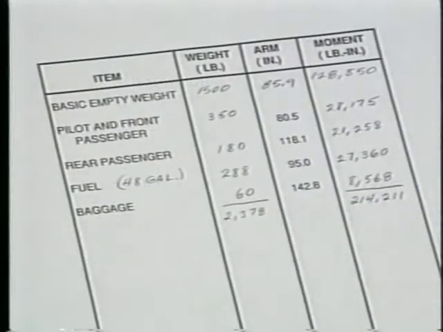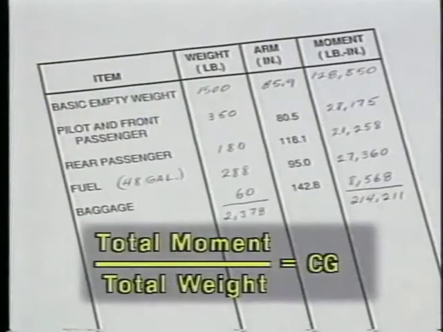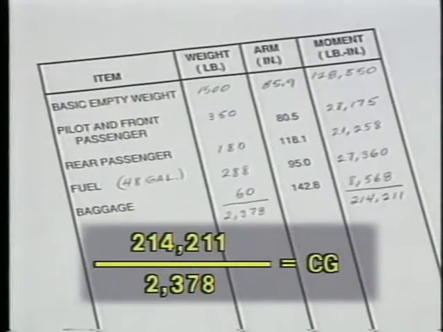You can now determine the center of gravity for your airplane by dividing the total moment by the total weight. The CG with this loading is located 90.1 inches aft of the datum.